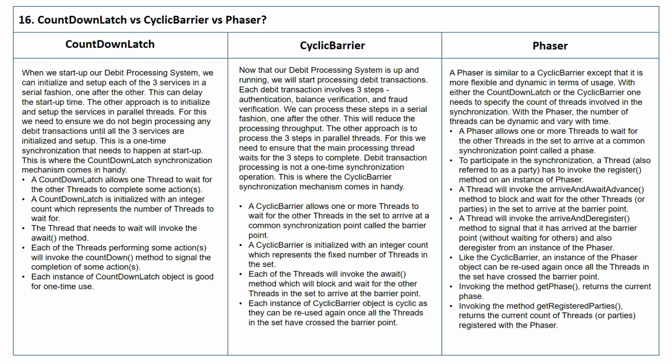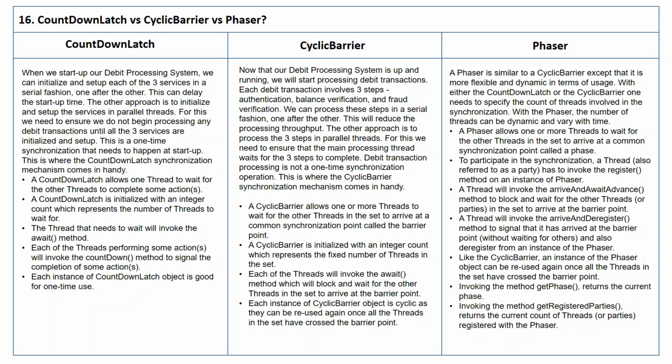A cyclic barrier allows one or more threads to wait for the other threads in the set to arrive at a common synchronization point called the barrier point. A cyclic barrier is initialized with an integer count which represents the fixed number of threads in the set. Each of the threads will invoke the await method which will block and wait for the other threads in the set to arrive at the barrier point. Each instance of cyclic barrier object is cyclic as they can be reused again once all the threads in the set have crossed the barrier point.